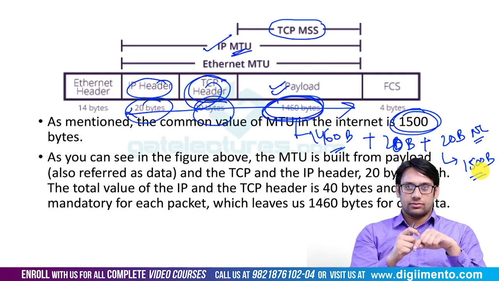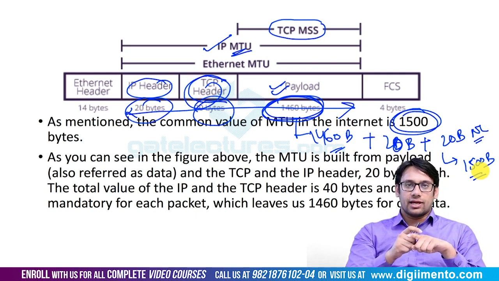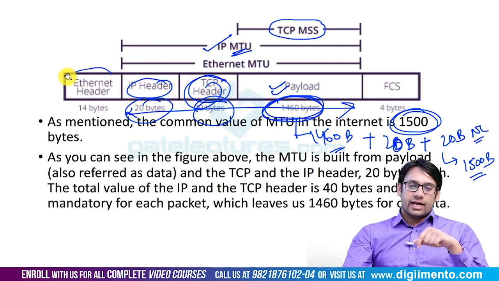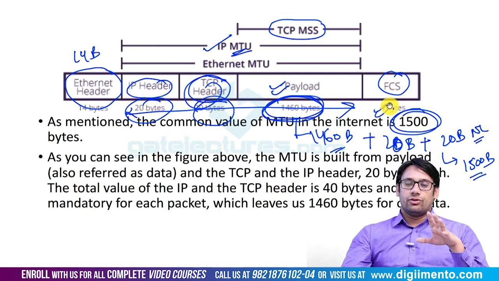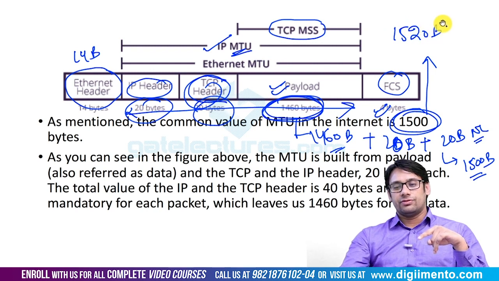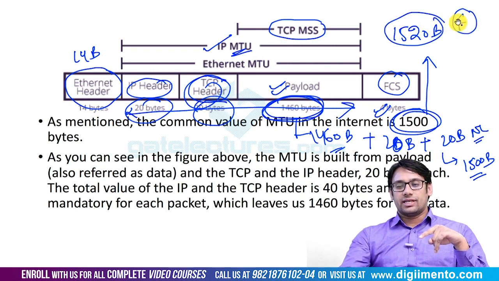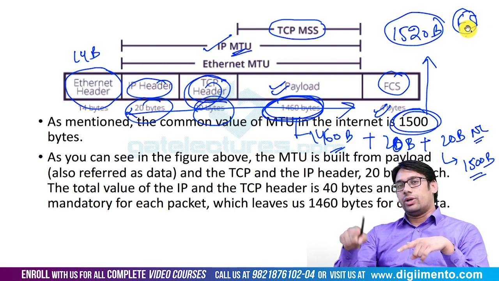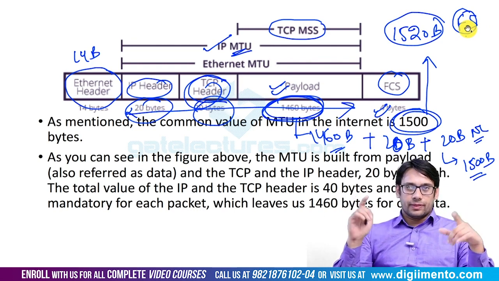I'll take this example again, but you see, then we add an Ethernet header which is 14 bytes and an Ethernet trailer which is 4 bytes. So if I say the MTU is 1500 bytes, that means I'm going to transfer 1520 bytes in one frame. So the frame size can be 1520 bytes.